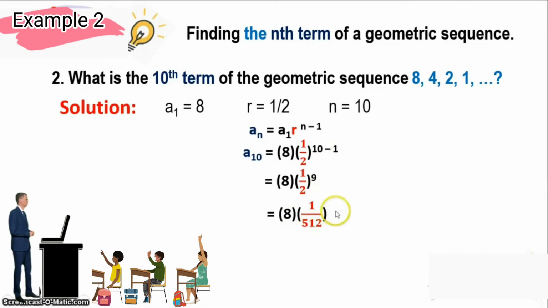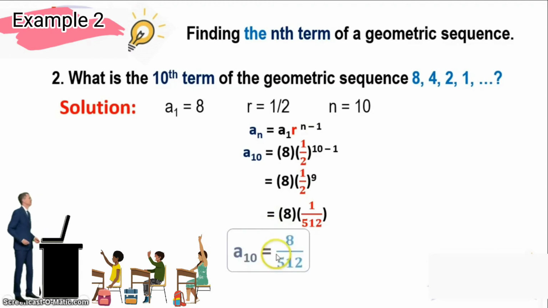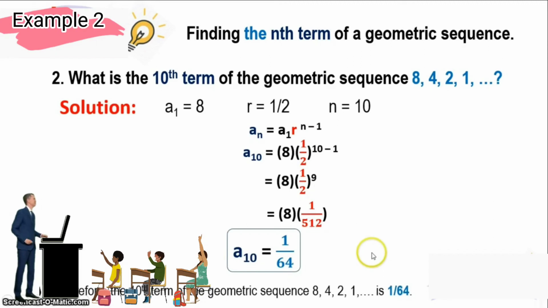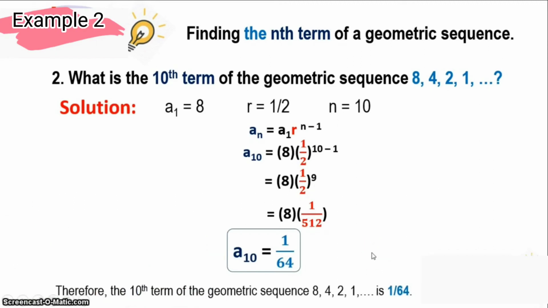Now, this time, we can multiply it to 8. Now, we have the 10th term, 8 over 512. Or, we can still simplify this as 1 over 64. So, the 10th term of the geometric sequence 8, 4, 2, 1 is 1 over 64.